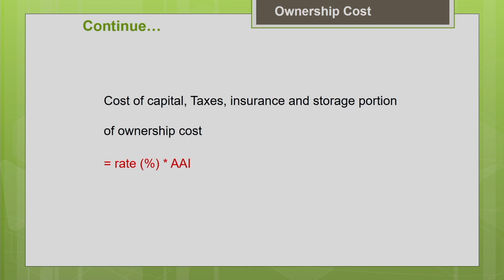The other components of the ownership cost, the cost of capital, investment cost, taxes, insurance, and storage cost, everything is expressed as a percentage of the average value of the machine. That is nothing but the average annual investment over the life of the machine.